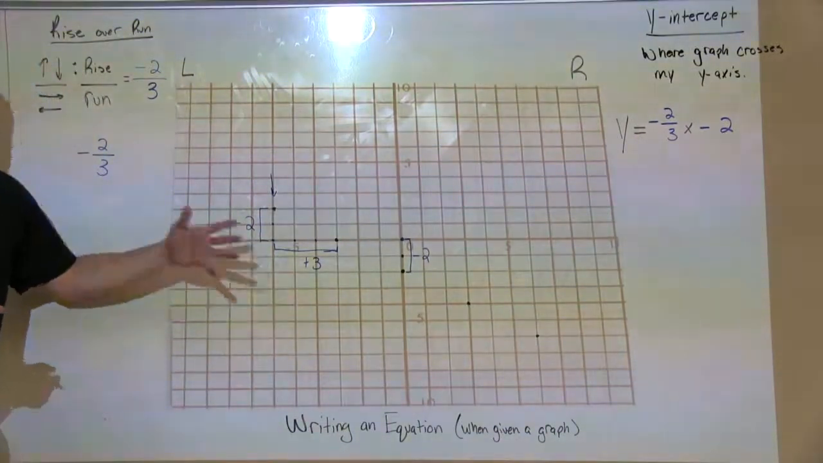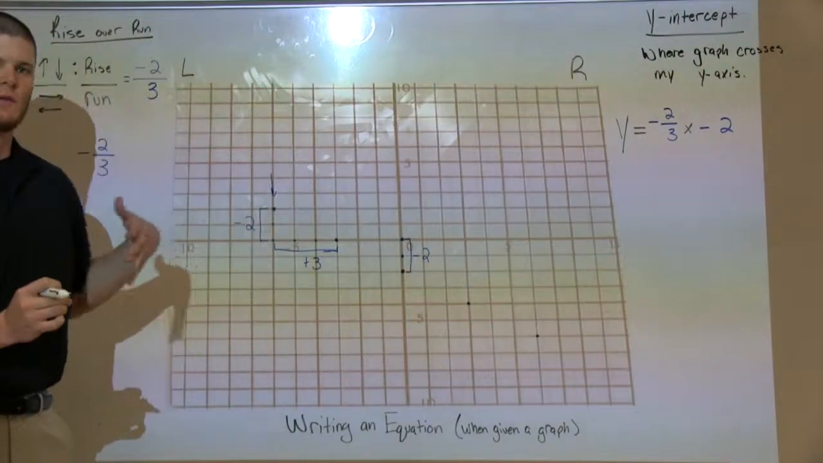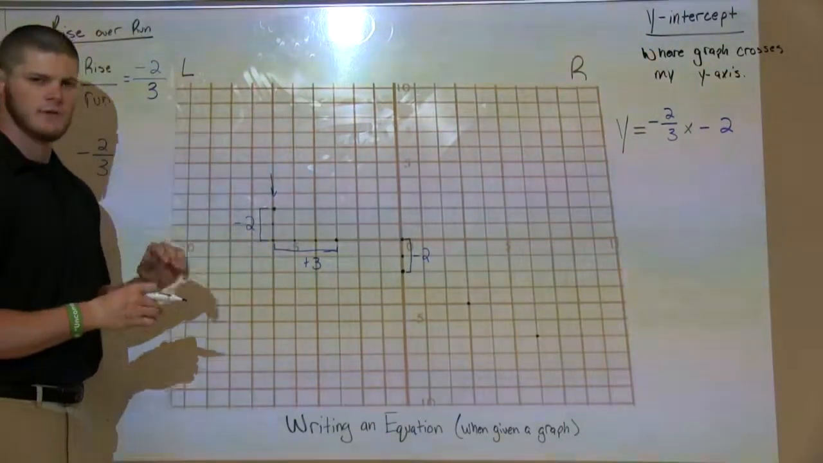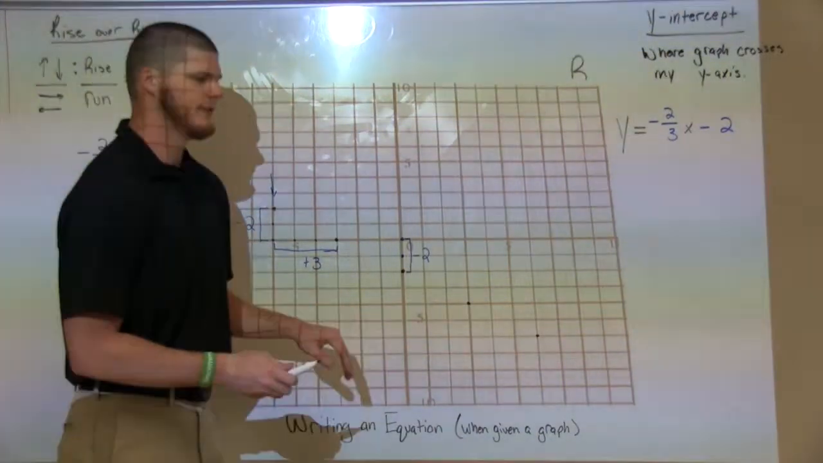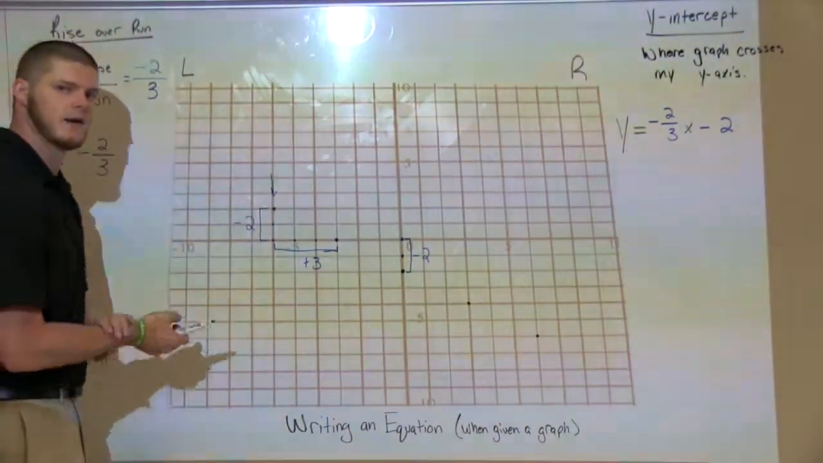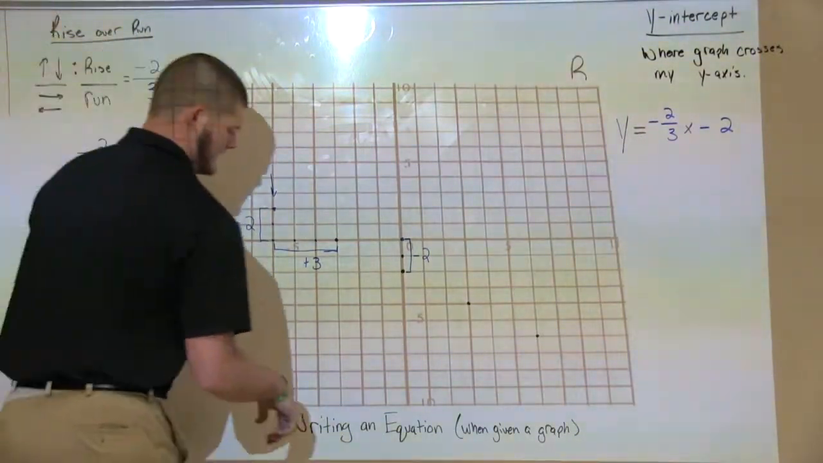All right? So again, this is a pretty simple method. If you're given a graph and asked what the equation of that graph is, we should be able to find it with relative ease. All right, so this has been writing an equation when given a graph. Next, we'll look at when we write an equation if we're only given 2 points. All right, so let's look at that next.